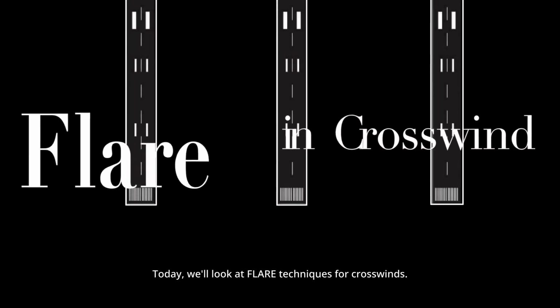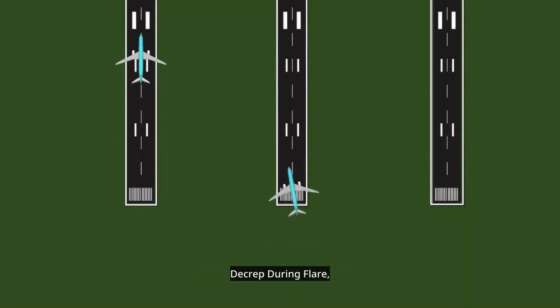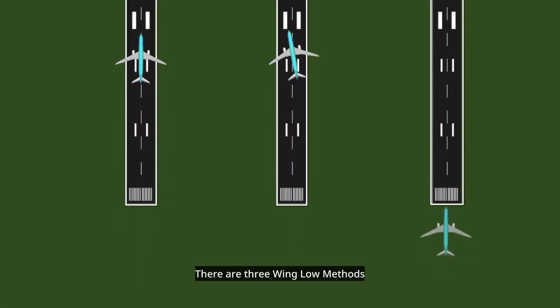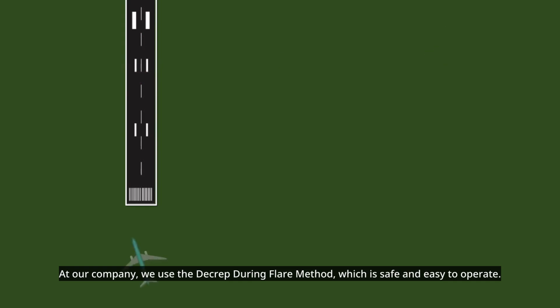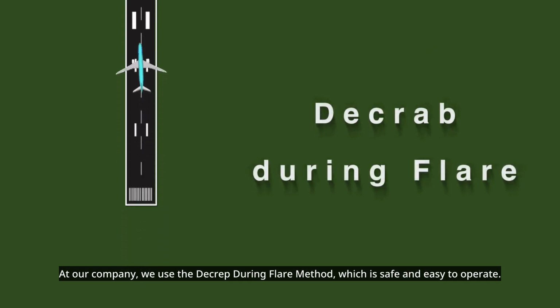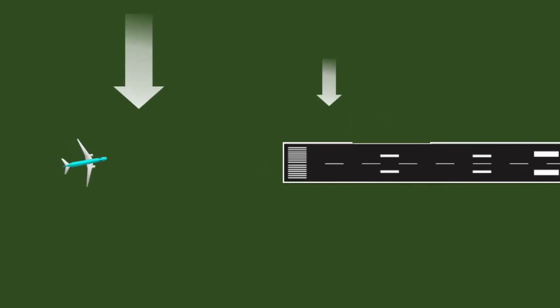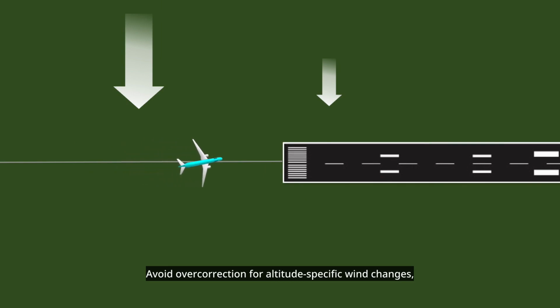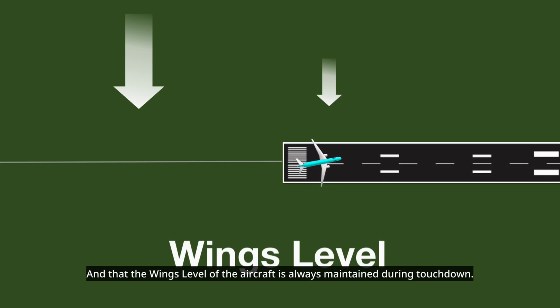Today we'll look at flare techniques for crosswinds. There are three wing-low methods for crosswind landing: decrab during flare, touchdown in crab, and others. At our company, we use the decrab during flare method, which is safe and easy to operate. We've adopted this as a standard technique. The decrab during flare technique is characterized by avoiding overcorrection for altitude-specific wind changes during approach and flare, and the wings level attitude of the aircraft is always maintained during touchdown.